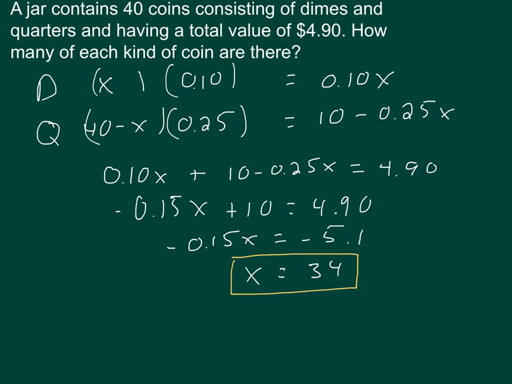And so this work shows us that we would end up having a total of 34 dimes. And since there's 40 coins in total, that would mean 6 quarters. Let's just double check that. The 34 dimes would account for $3.40, and 6 quarters would be $1.50. $1.50 plus $3.40 would be $4.90. So that's the answer that we're looking for, and there we go. That's how you solve a coin problem.